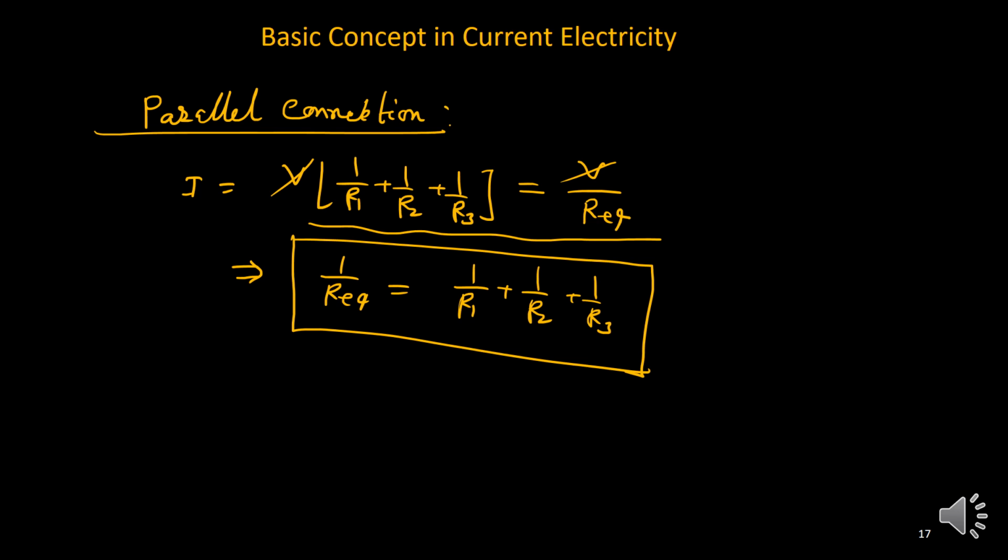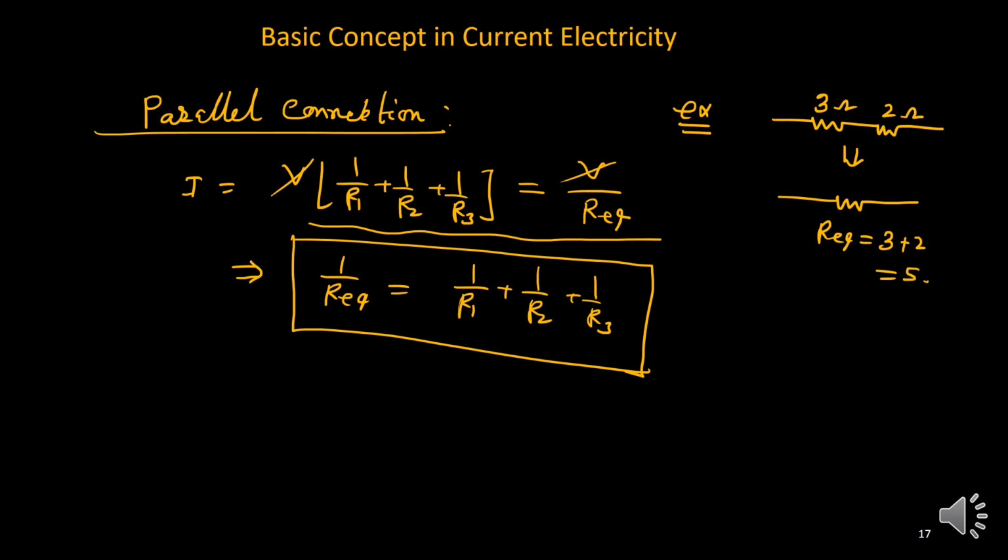Okay, now you can take a few examples. Suppose I have two resistances, this is your 3 ohm, this is your 2 ohm, in series. So this one I can replace by a single resistance R equivalent. What is the value? Simply the addition of these two. 3 plus 2 equals 5 ohm.